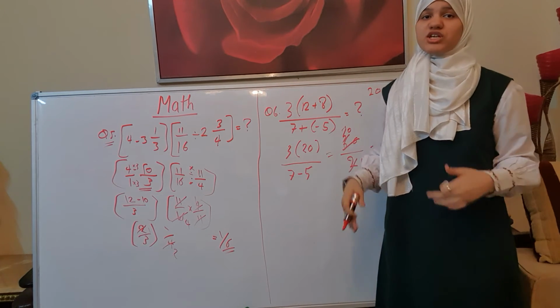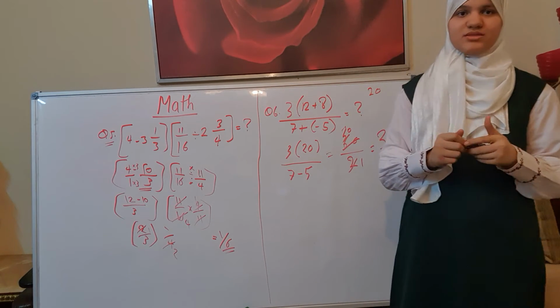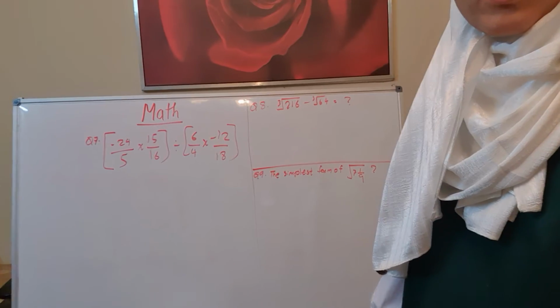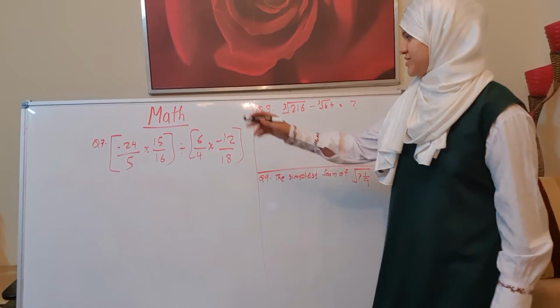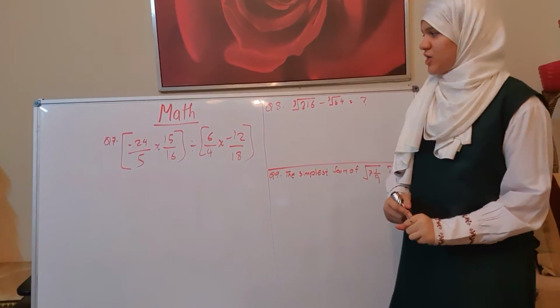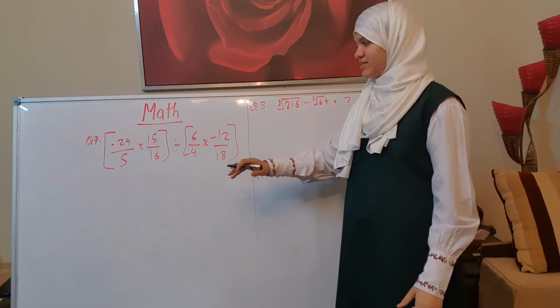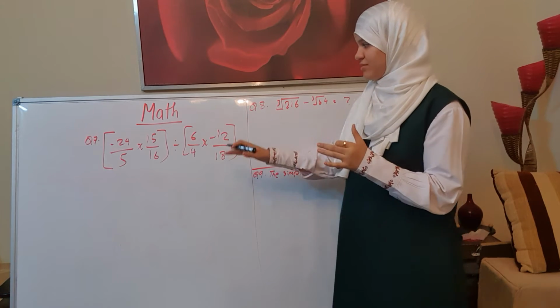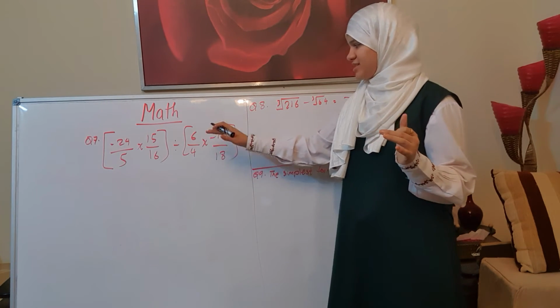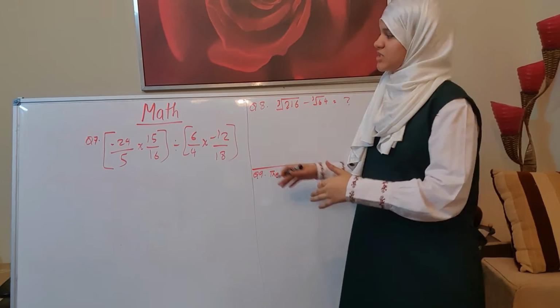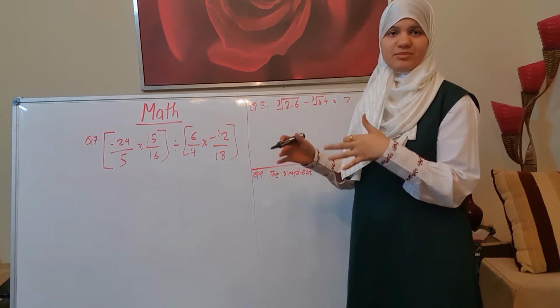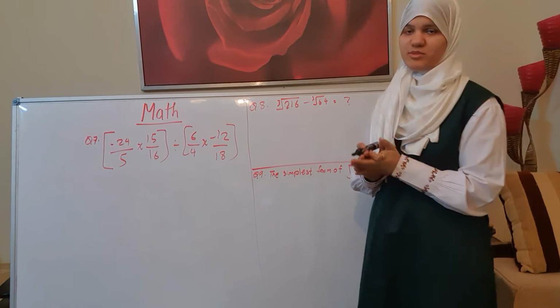Now let us continue with question number 7, 8 and 9. Question number 7 says negative 24 over 5 times 15 over 16, in brackets, divided by 6 over 14 times negative 12 over 18. First, we finish inside the bracket, then we finish the outside of the bracket.